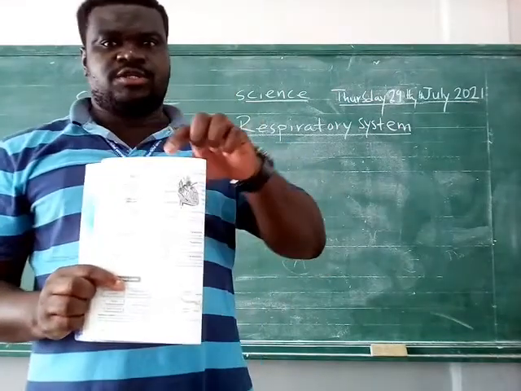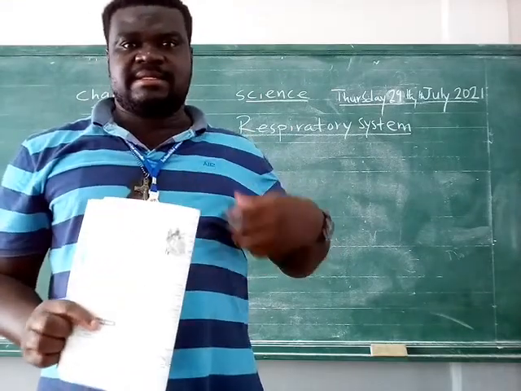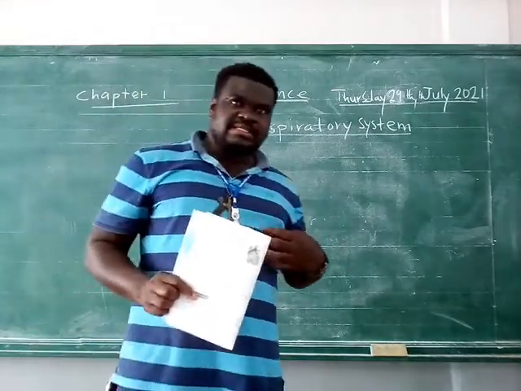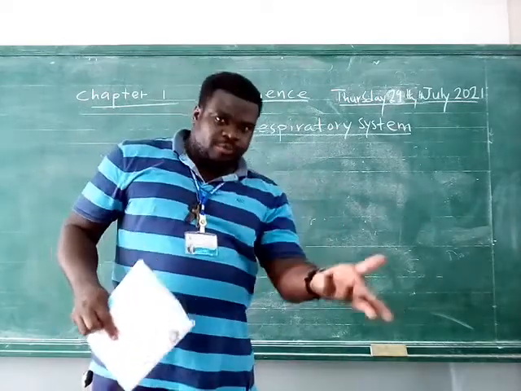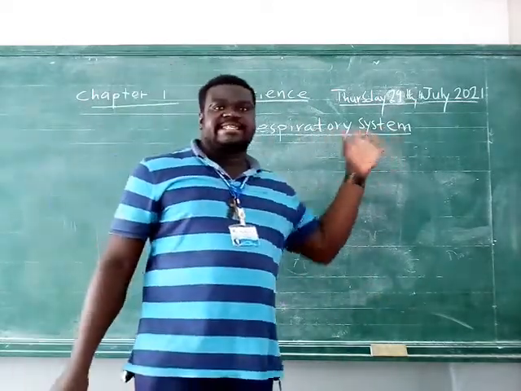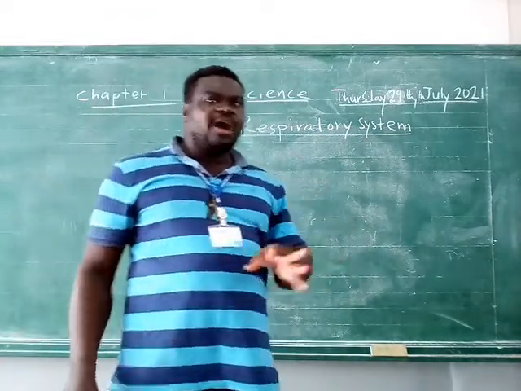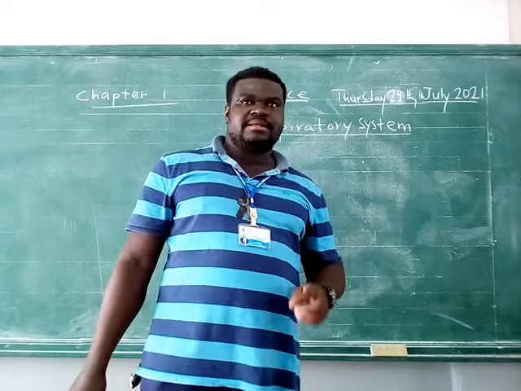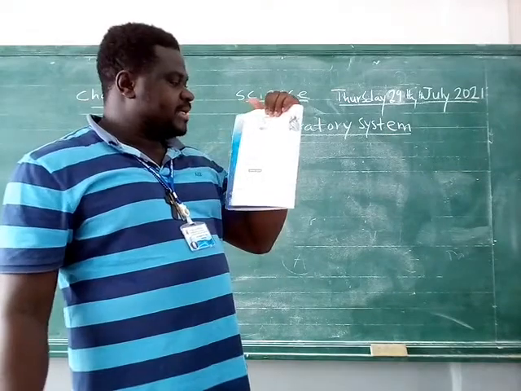When you look at the images, you can see the heart and the lungs. The lungs help us to breathe in and out. That is called the respiratory system. And how does oxygen enter into our body cell?